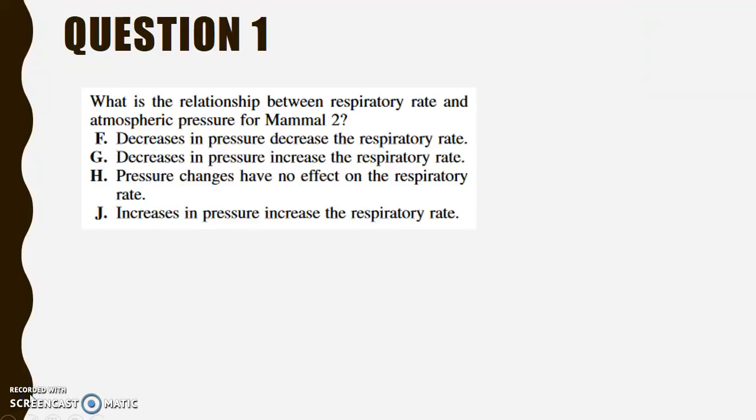Alright, here is question 1. What is the relationship between respiratory rate and atmospheric pressure for mammal 2? Before you read any of the answer choices, I want you to decide what type of question this is. This is a pattern question. That should be made obvious by the word relationship. When you see the word relationship, it is generally asking you to find a trend.